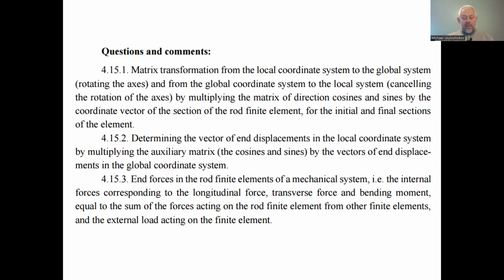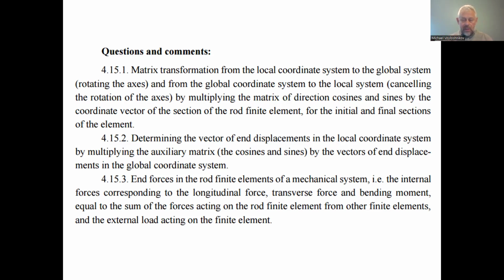4.15.3 End forces in the rod finite elements of the mechanical system, where the internal forces corresponding to the longitudinal force, transverse force and bending moment equal the sum of the forces on the rod finite element from other finite elements and the external load action on the finite element. Yes, so the forces in the finite elements depend on two components of the action, external action onto the finite element.